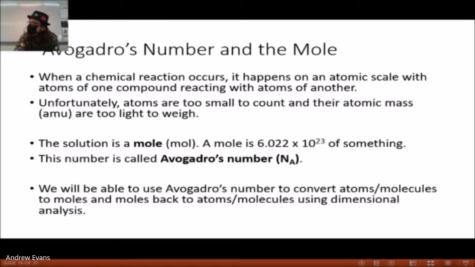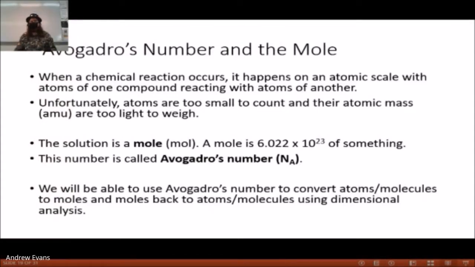Even if you took something like, I don't know, a simple protein, it is still very difficult to weigh. Proteins are incredibly big, incredibly heavy on an atomic level, but still even those are really hard to weigh. So that's where we introduce the idea of the mole.